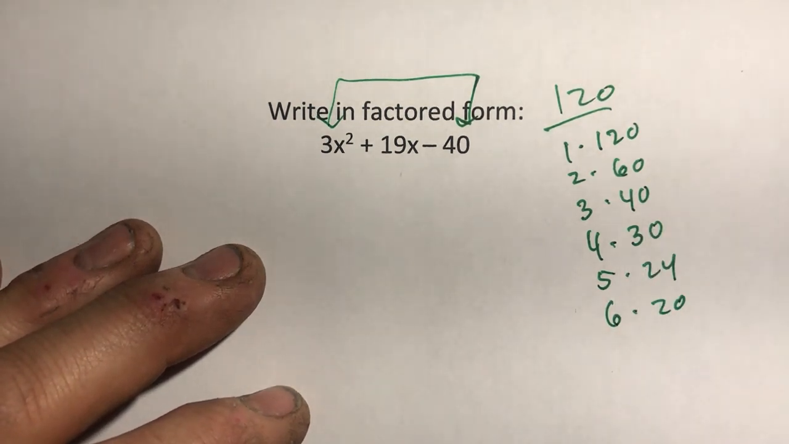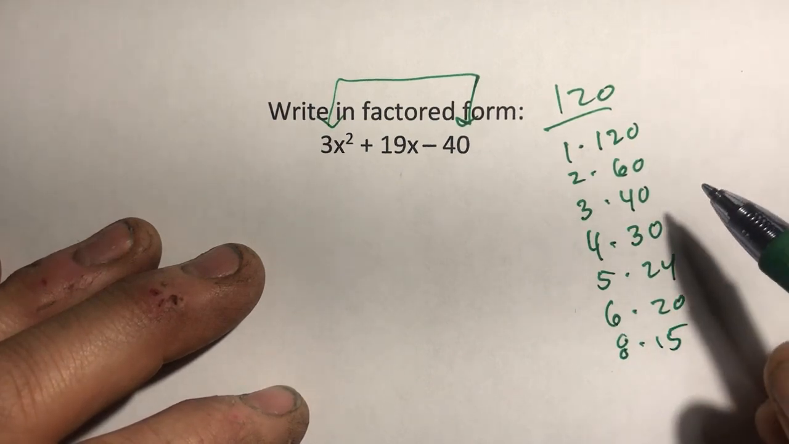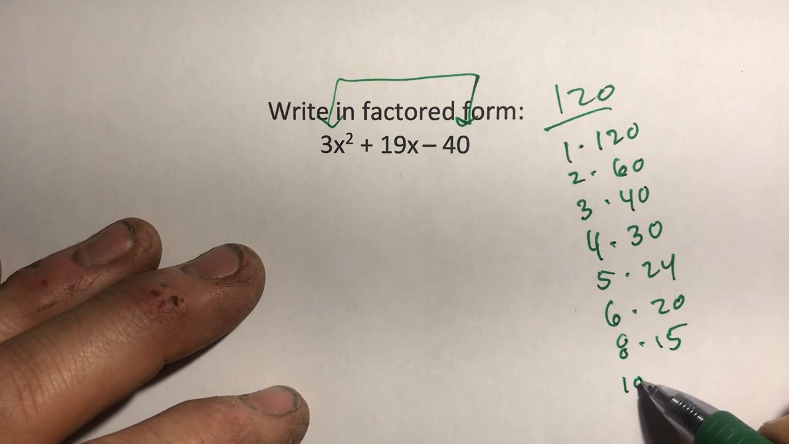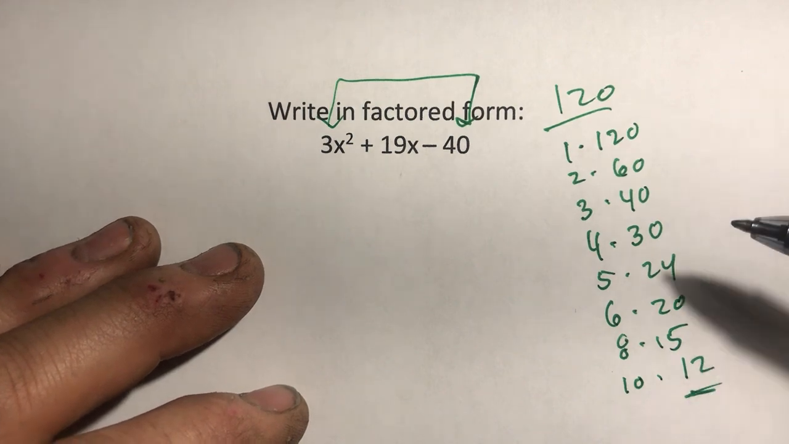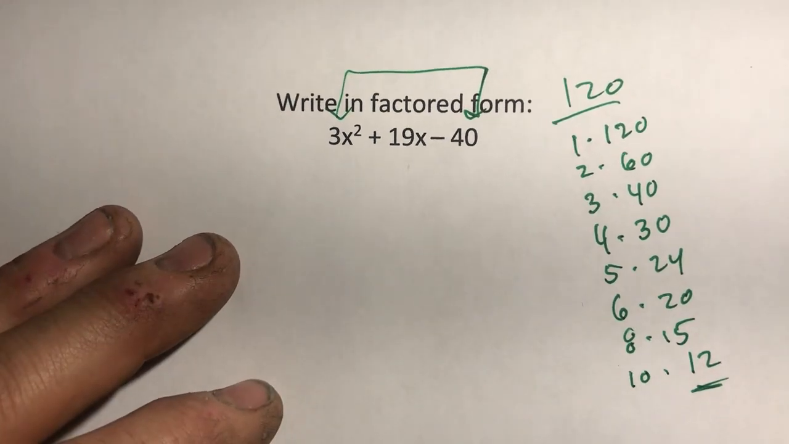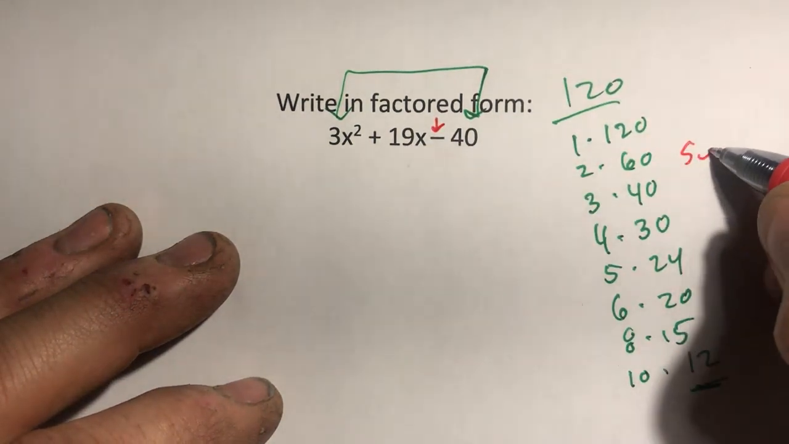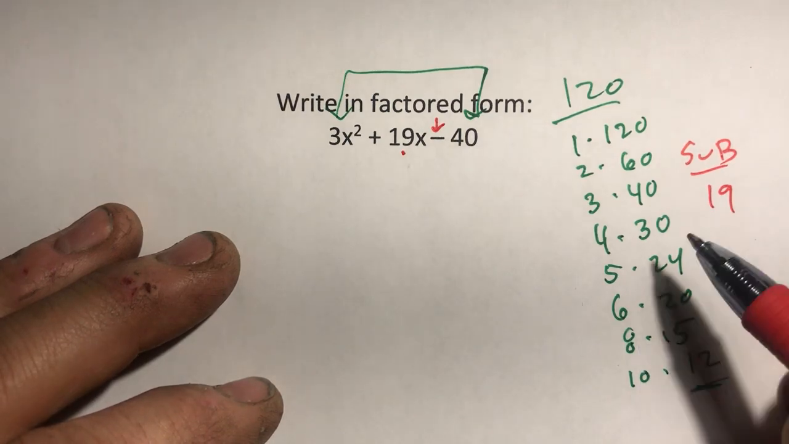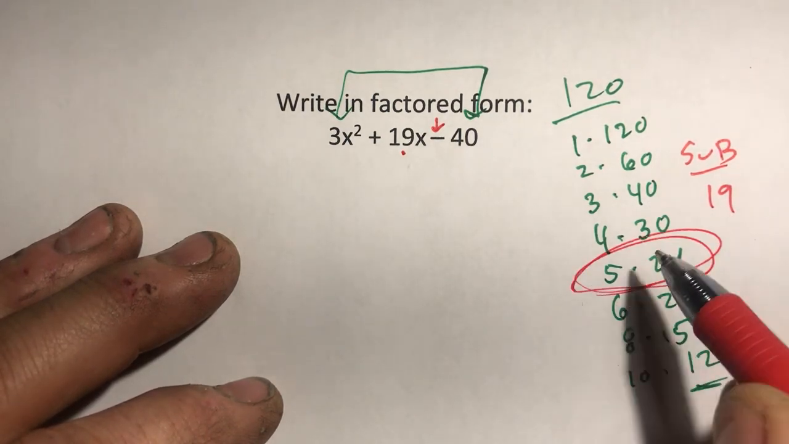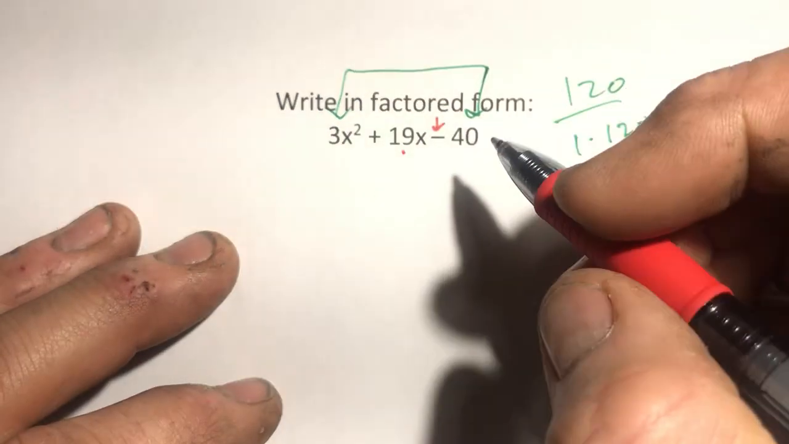120 divided by 7 is a decimal. 120 divided by 8 is 15. 120 divided by 9 is a decimal. 120 divided by 10 is 12. 120 divided by 11 is a decimal. 12 is over there. So that's it. Well, that's a long one. All right, now since we got a minus right here, I got to subtract these, and I got to get 19. So I need to subtract them and get 19 right here. 24 minus 5 is 19. So there's my numbers that go in.